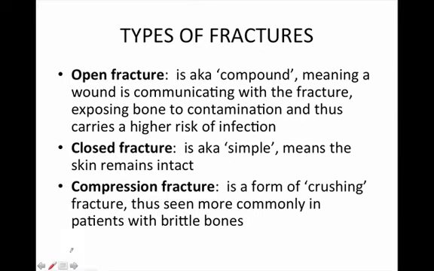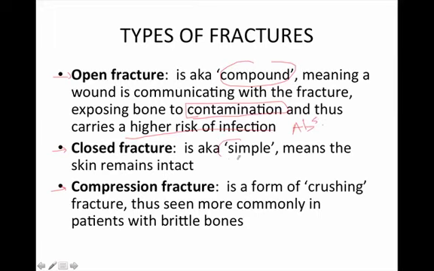So first, let's talk about types of fractures. There's many types of fractures. We have open fractures, closed fractures, compression fractures. An open fracture is what we also call a compound fracture. That means that the wound is communicating with that fracture. So we expose bone to the air, and thus contamination is possible. Obviously, if we take bone, which is in the body, and expose it to the air, we carry a high risk of infection. So anytime there's an open fracture, aside from management, we also want to give antibiotics.